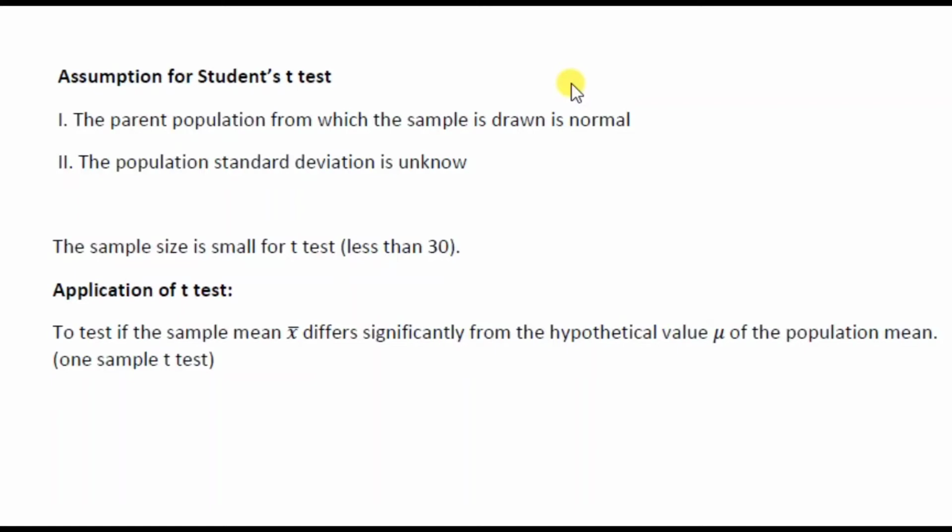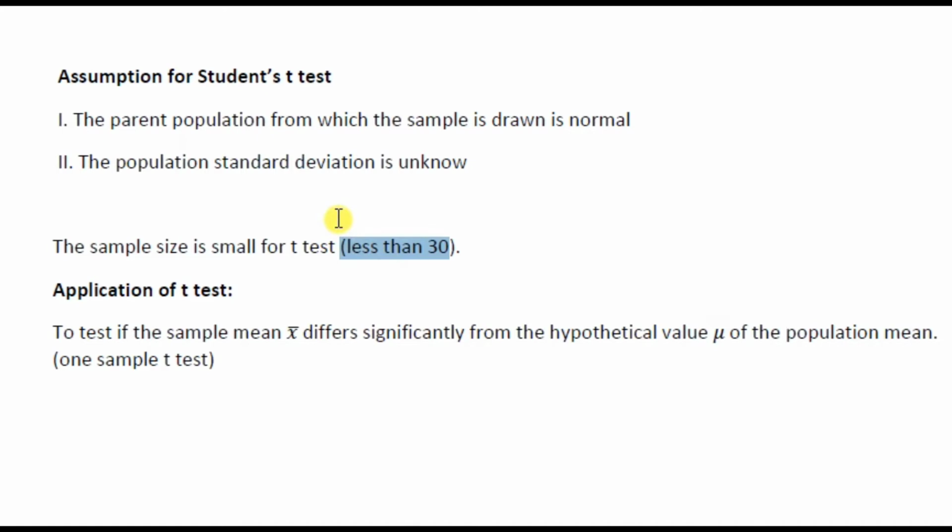Welcome to Agricultural Statistics. In this video we are going to see how to carry out a one sample t-test analysis in R software. Before we see the problem, let's see the assumptions of the t-test. The parent population from which the sample is drawn is normal, that is, normal distribution. The second assumption is the population standard deviation is unknown, and the sample size must be less than 30.